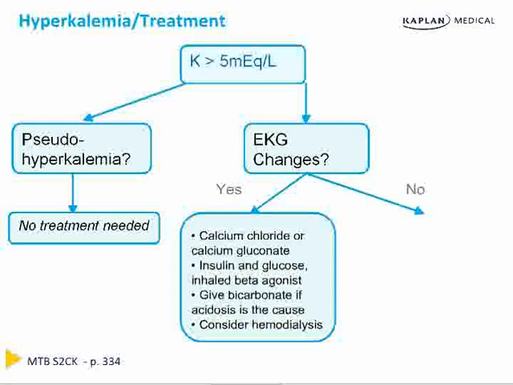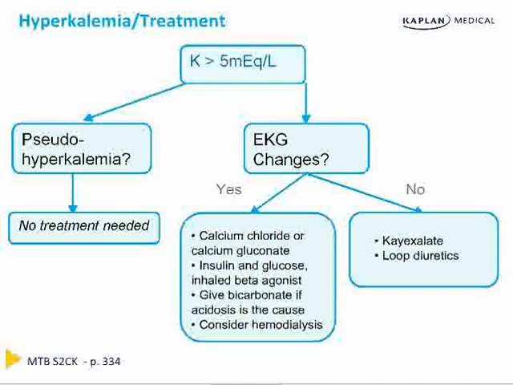So if you don't see EKG changes, then the treatment is going to be a little bit less severe. Your treatments in this case are going to be aimed at getting rid of total body potassium. There are a couple ways to do this. One is to give a medication called Kayexalate, which facilitates the excretion of potassium through the GI tract, or you can give loop diuretics such as furosemide to promote the loss of potassium through the urinary tract.